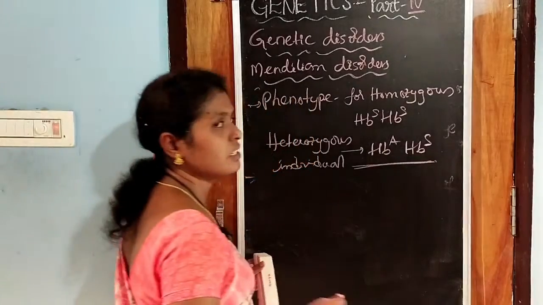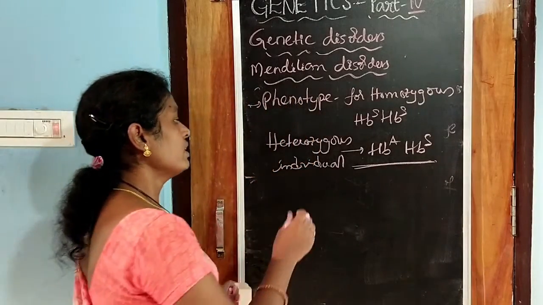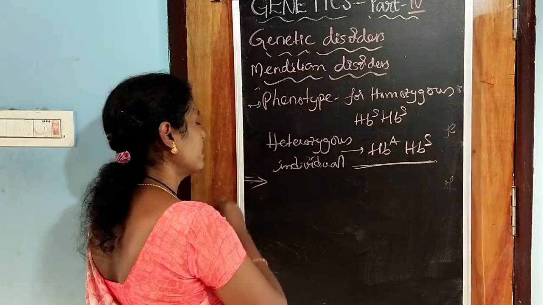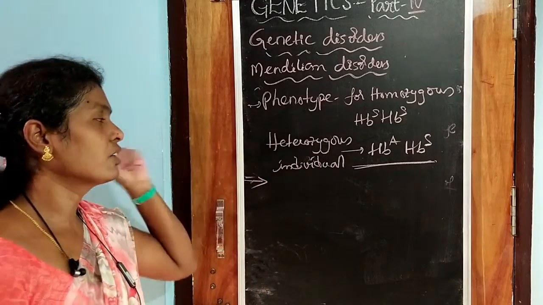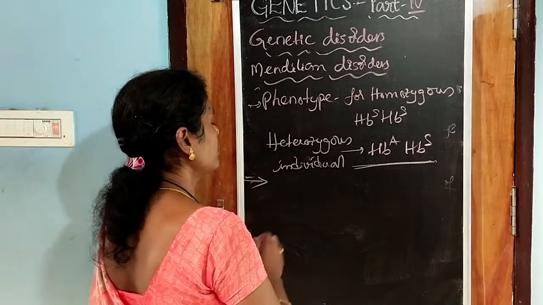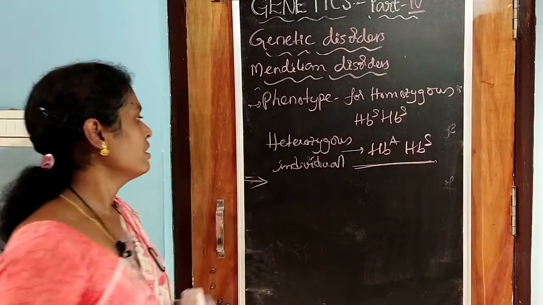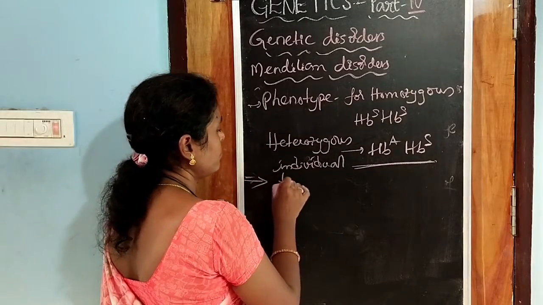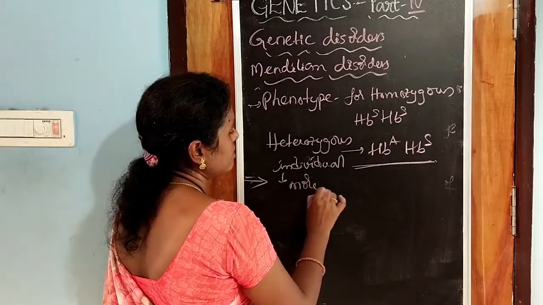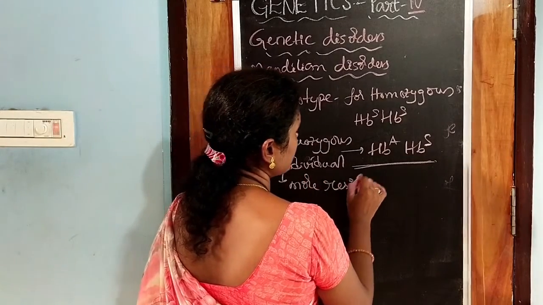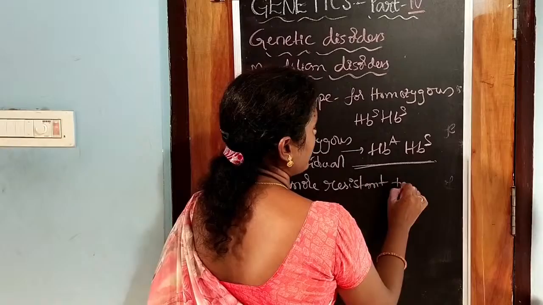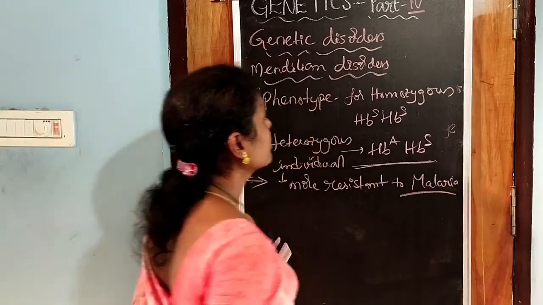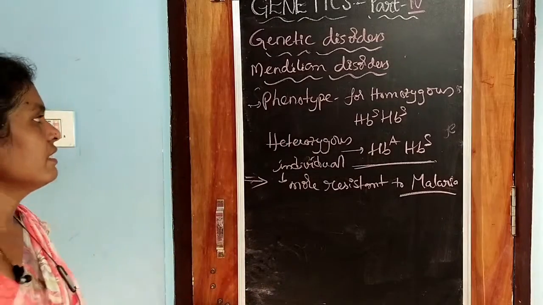But heterozygous individuals appear unaffected, though they are still carriers of this disease, and they are also more resistant to malaria. So this is about sickle cell anemia.